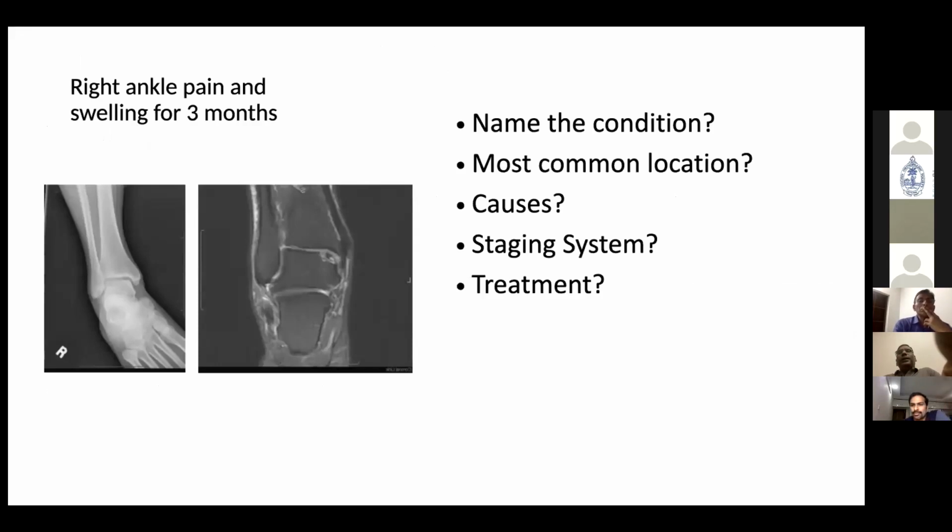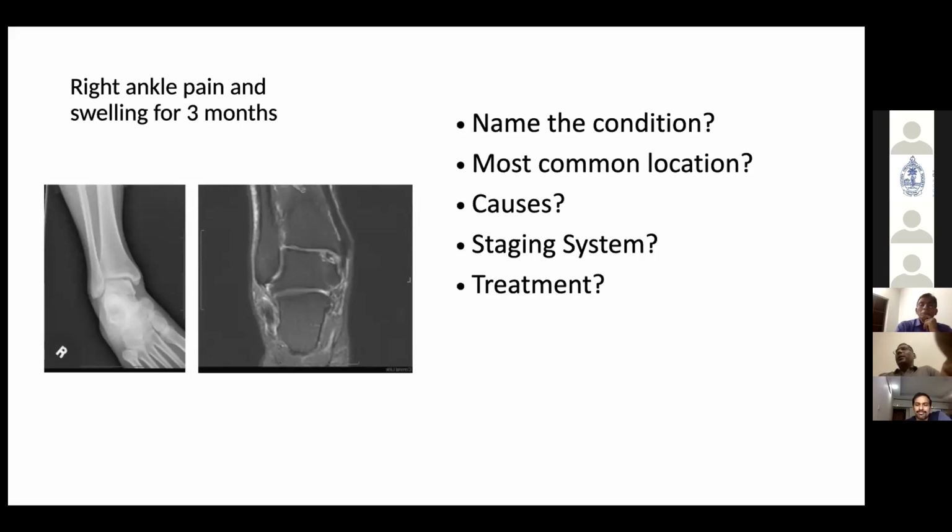This patient has right ankle pain and swelling for 3 months. Can someone name the condition, the most common location of the condition, the causes, the staging system and the treatment? Yes, Dr. Razim, can you take this? Dr. Manoj, yes. Can you repeat it, please? Osteochondritis dissecans of the talus. Yes, very good. It's an osteochondral lesion of the talus.